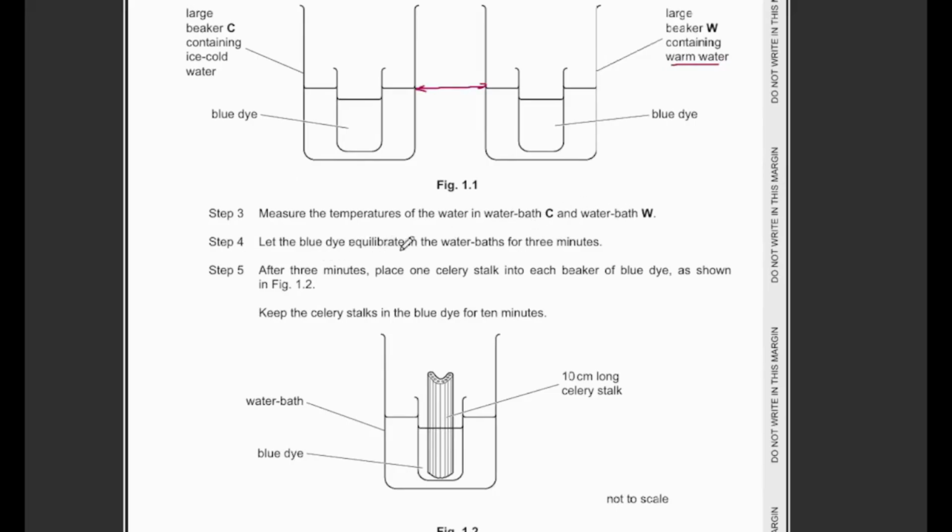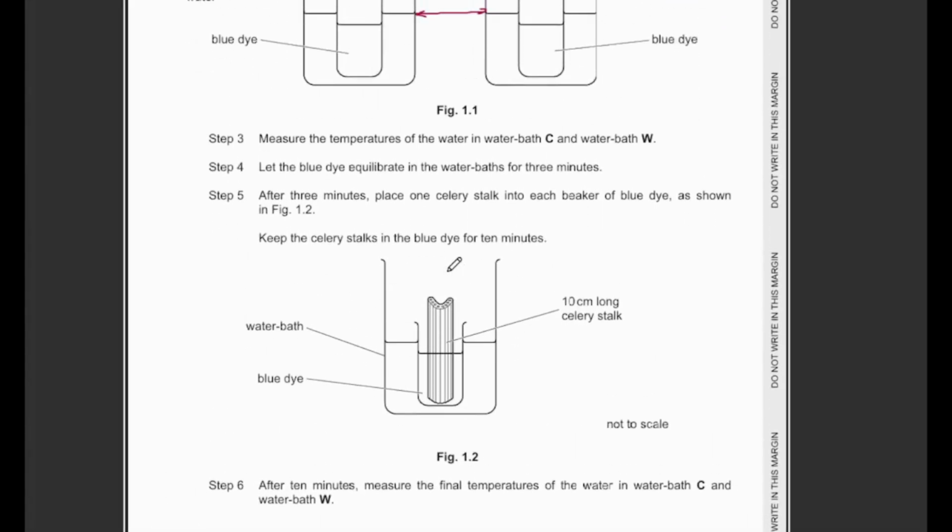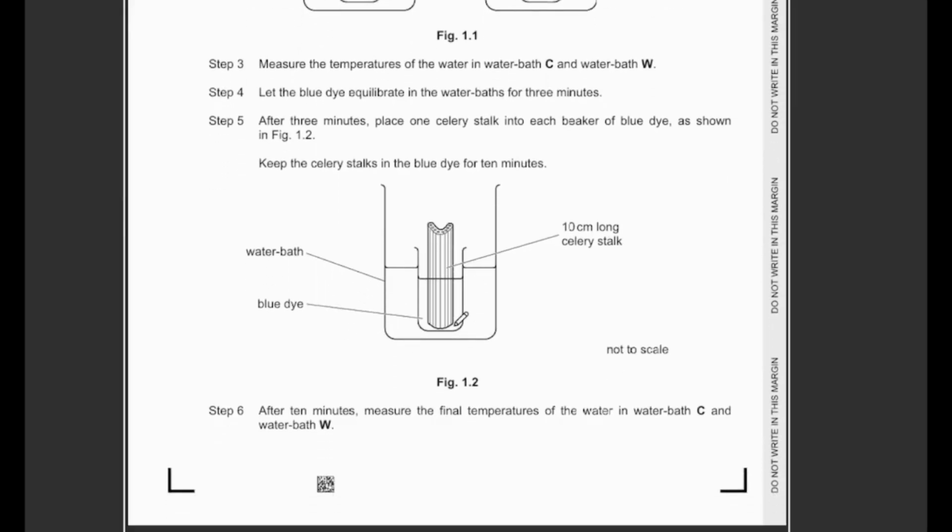Let the blue dye equilibrate in the water bath for 3 minutes. So we will be waiting for 3 minutes so that the dye gets equally distributed. After 3 minutes, place 1 celery stalk into each beaker of blue dye as shown. So in C and W we have to keep the stalk. After 10 minutes, measure the final temperature of the water in water baths C and W. So, the final temperature of the water bath.